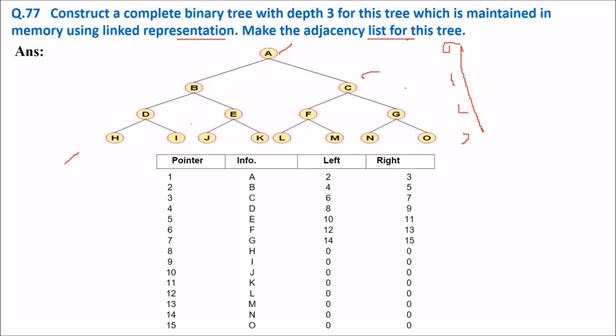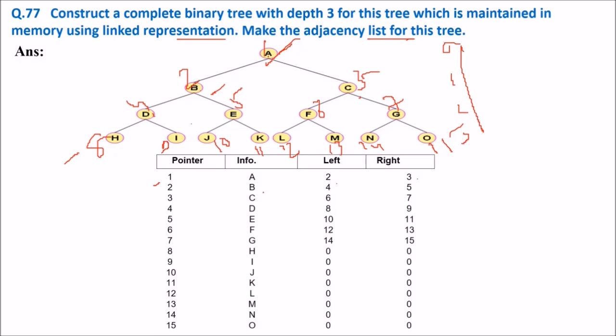So how can we make the adjacency list of this tree? These are the pointers. Info is A, this is the pointer 1, and it has left 2, right 3. So for 1, the left is 2, right is 3. Then this node D is 4. This is 1, 2, 3, 4, 5, 6, 7. We name it like this: 8, 9, 10, 11, 12, 13, 14, 15.